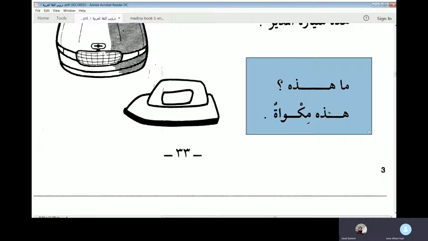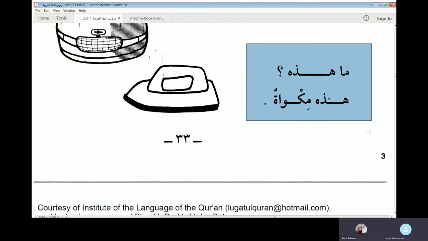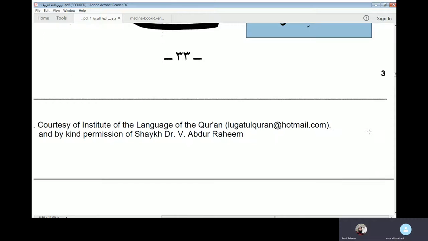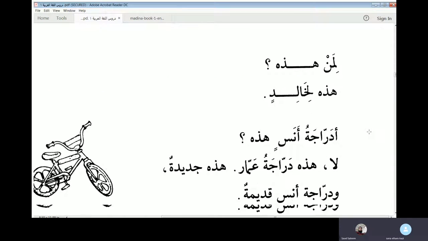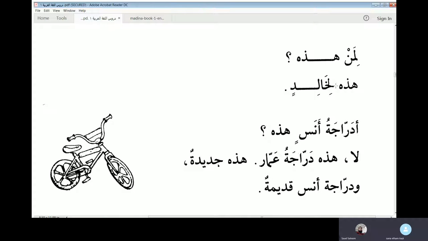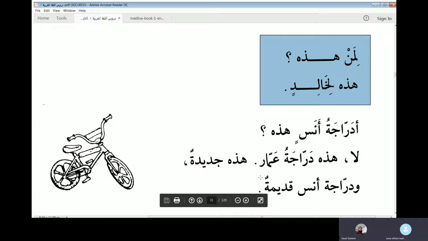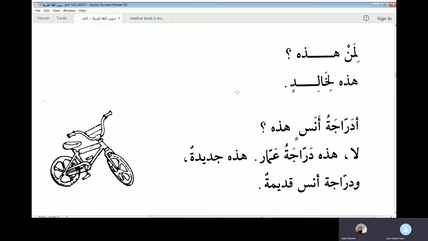Ma hadhihi, what is this? Hadhihi mikwatun, this is an iron. Liman hadhihi? To whom does this belong? Hadhihi li Khalidin. This is Khalid's. So li is also a harf jar, a new harf jar that you learned today.